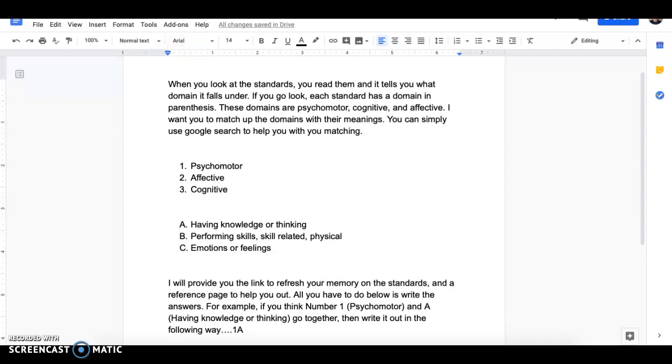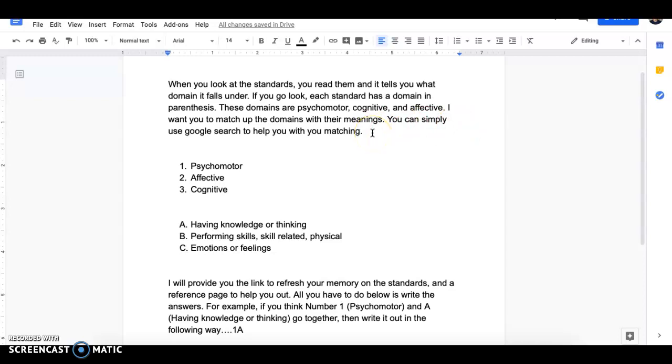All right, so today we're going to talk about the domains with the standards. When you look at the standards, you read them and it tells you what domain it falls under. If you go look, each standard has a domain in parentheses. These domains are called psychomotor, cognitive, and affective. I want you to match up the domains with their meanings. You can just simply Google them to find out.